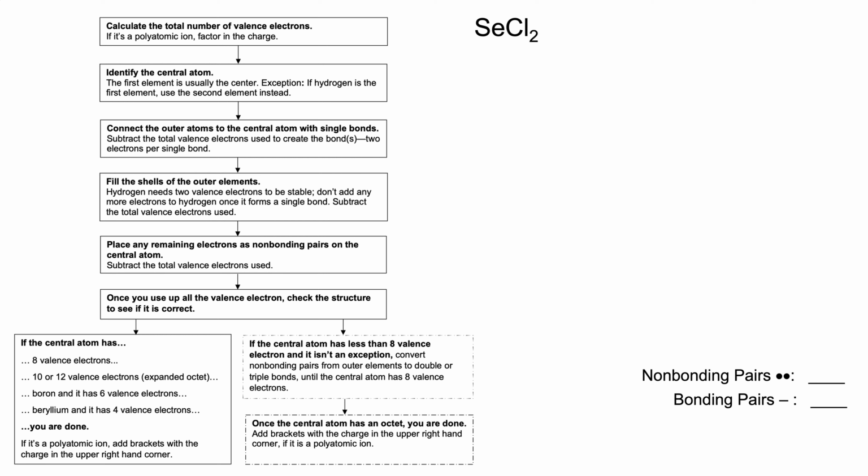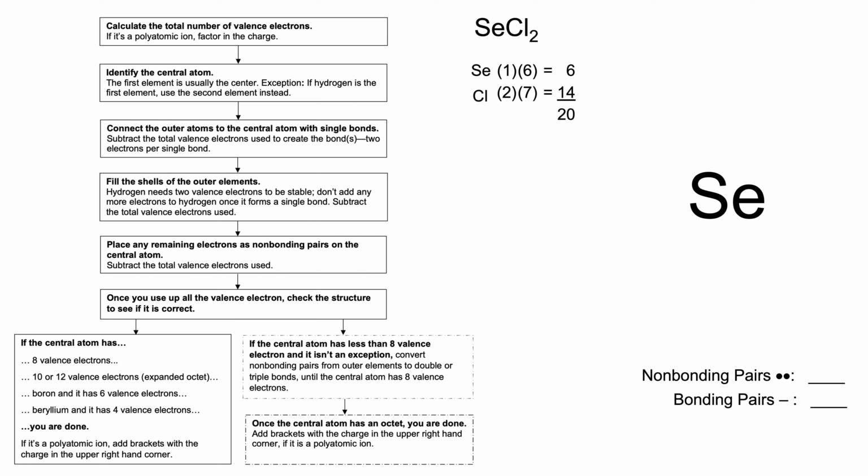To draw the Lewis structure for selenium dichloride, I first am going to go through and do the inventory. There's 1 selenium and 2 chlorines. Each selenium contributes 6 valence electrons, whereas each chlorine contributes 7. I'm multiplying across and adding to get a total of 20.